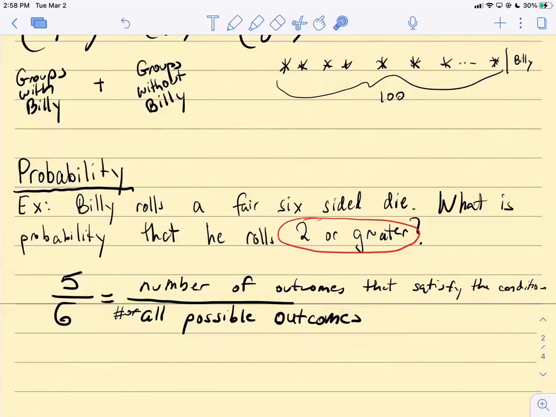And so thinking about outcomes and conditions that those outcomes will satisfy, we'll introduce some language to talk about it, but that's really the underpinning of probability. It's really based on counting. You're counting something to find the numerator, and you're counting something to find the denominator. And that's it. All right, guys.